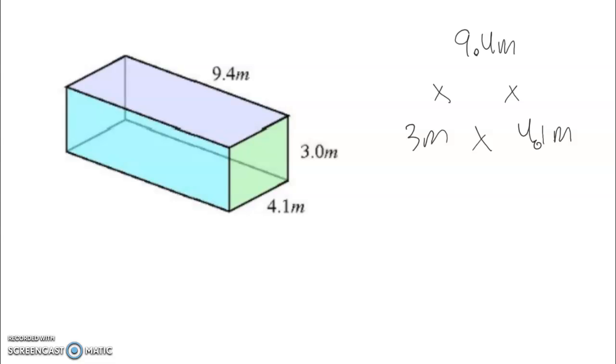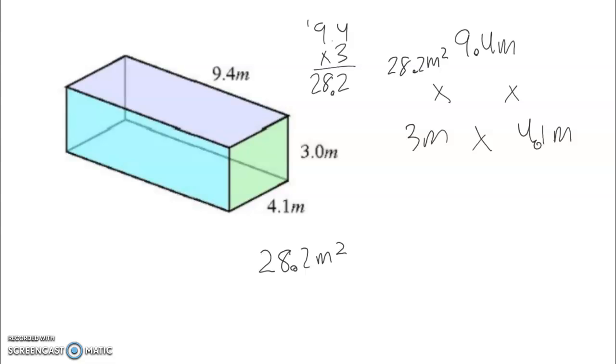So I'm going to go ahead and start with 9.4 times 3. 4 times 3 is 12. Carry the 1. 3 times 7 is 21, plus the 1 is going to be 22. So that one is 28.2 meters squared. And I'll go ahead and write that over here because I know I'm going to have to add that together.